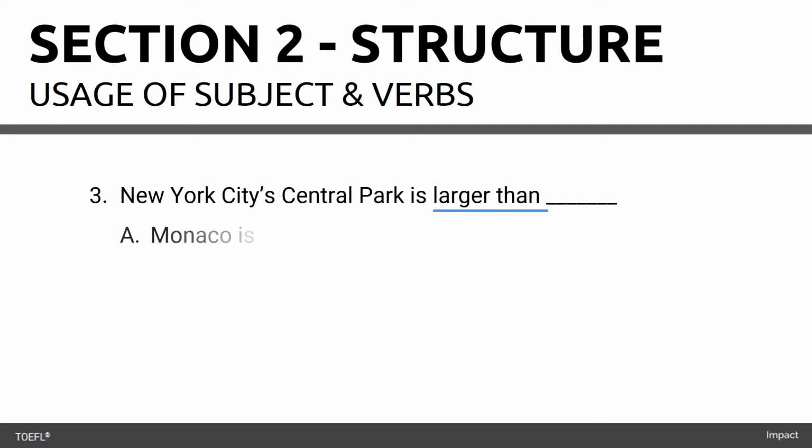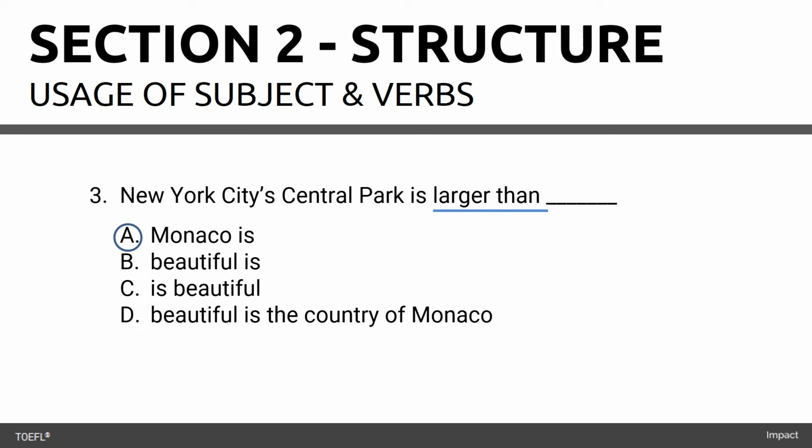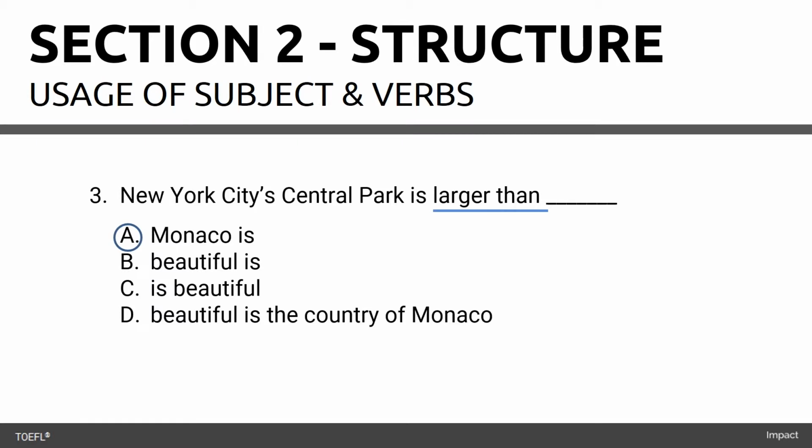Larger than Monaco is. Monaco is a subject and is a verb. We don't even have to look at the rest. That's already correct. So the answer here is A. But if you want to look deeper into all the other options, B has beautiful is. It's an adjective. You can't follow a comparison with an adjective. C is beautiful, also an adjective, and D is an adjective as well. So the answer here is A.